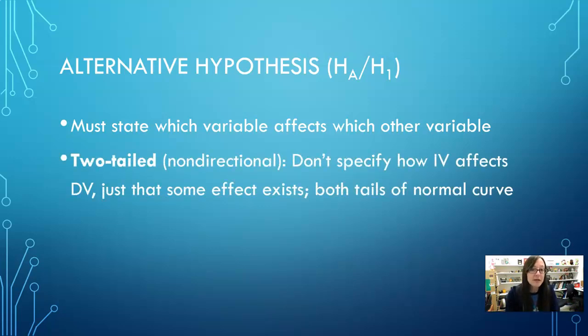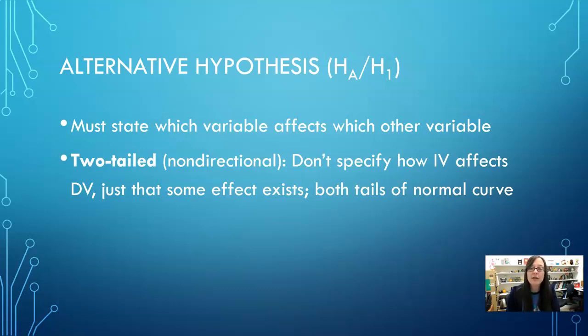And so there are two ways you can do this. You can have an alternative hypothesis that is two-tailed, which is kind of open. It's non-directional. We don't know how the variables are going to be related. We don't even have a guess as to how the variables are going to be related. We just think they are, and we're just going to see what happens. So this is an alternative hypothesis that's two-tailed. You wouldn't specify how the independent variable affects the dependent variable, just that some relationship is going to exist.